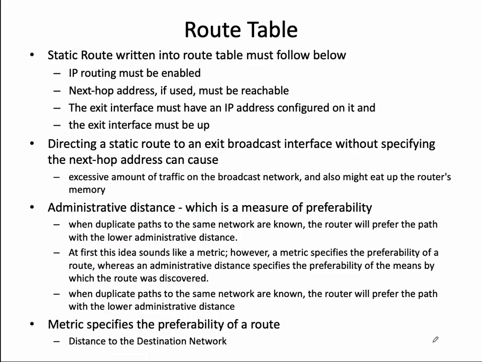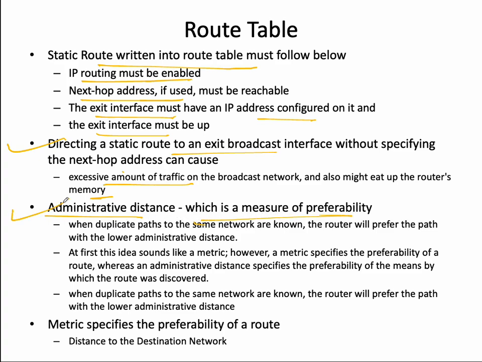So again, a static route written into the route table must follow the below: IP routing must be enabled, next hop addresses if used must be reachable, and the exit interface must have an IP address configured on it. The exit interface must be up, right? Directing a static route to an exit broadcast interface without specifying the next hop address can cause an excessive amount of traffic on the broadcast network and also might eat up the router's memory as well, right? And then it looks into administrative distance, which is a measure of preferability, right?